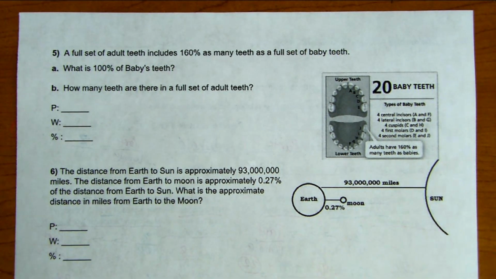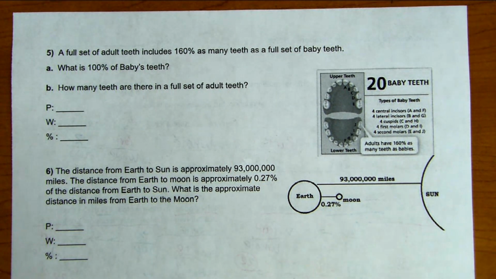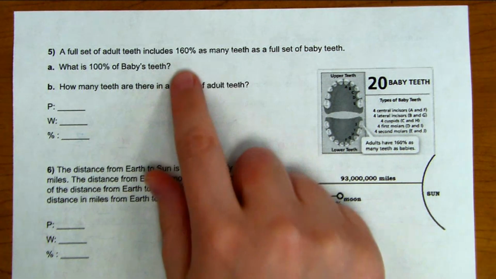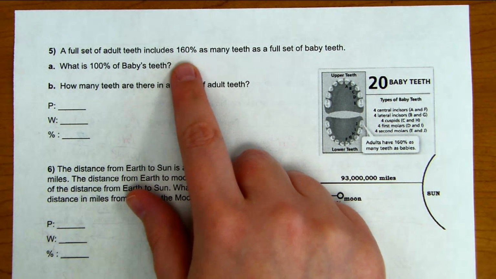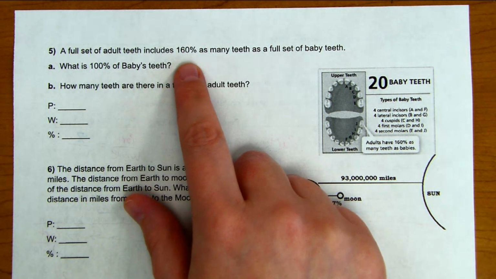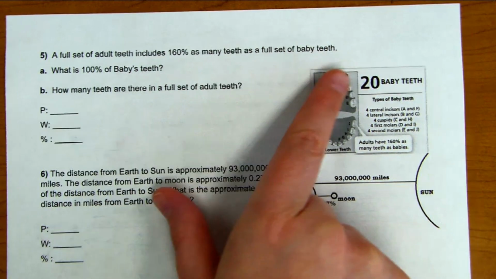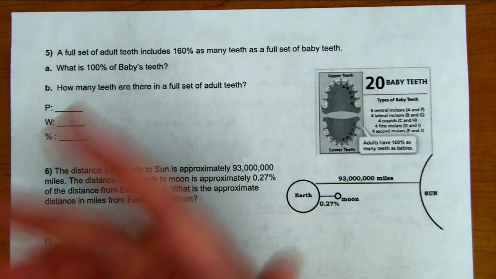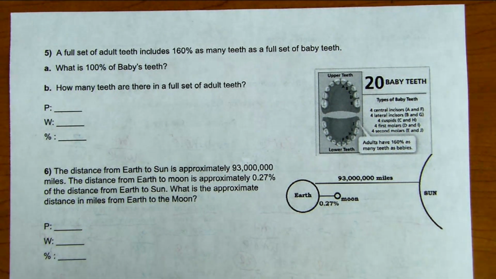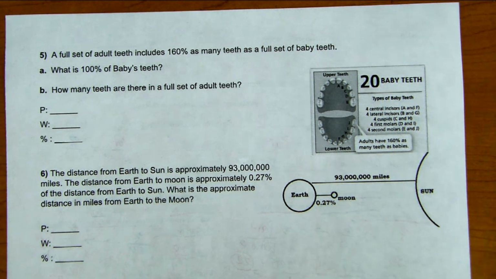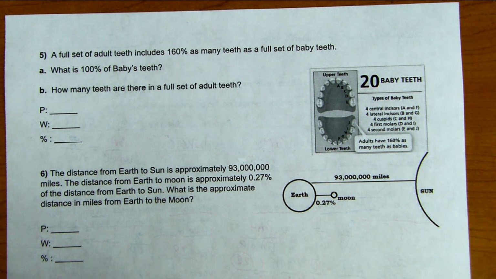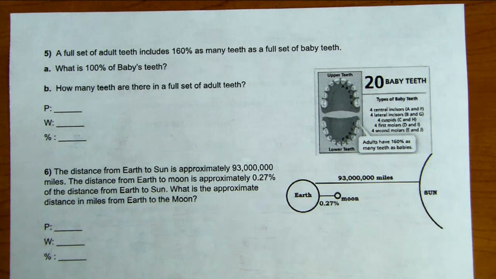Now, on the back, we have some more real-world facts. So something that's interesting to know is that a full set of adult teeth includes 160% as many teeth as a full set of baby teeth. This is partially because when you're born, your mouth is much smaller, so there just isn't room for as many teeth as what we have as an adult, because as you grow, the inside of your mouth also grows, so then there's room for more teeth.